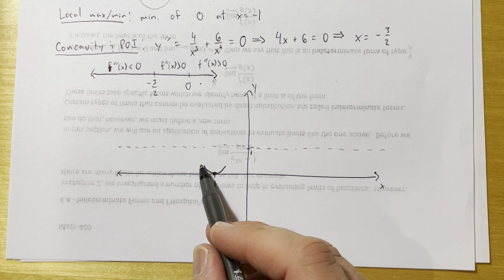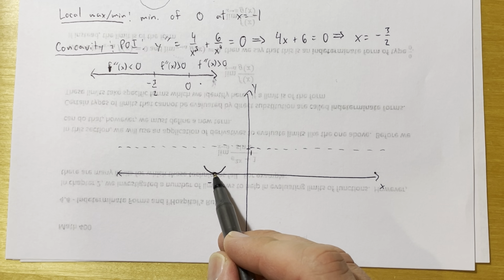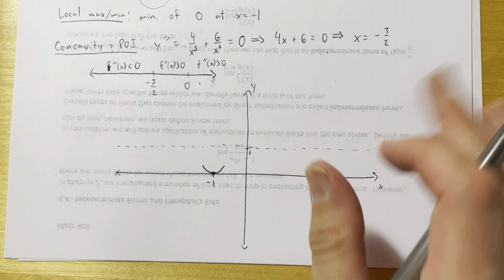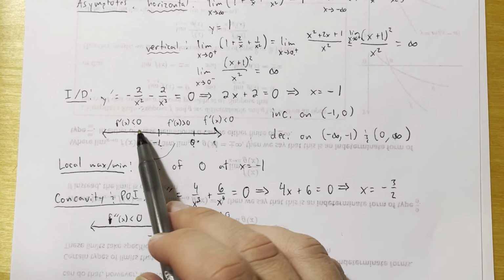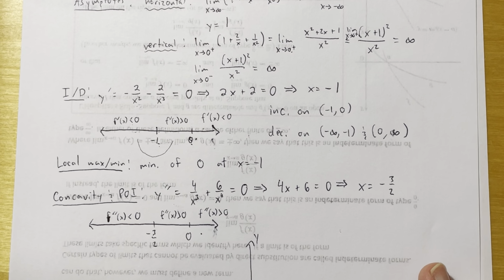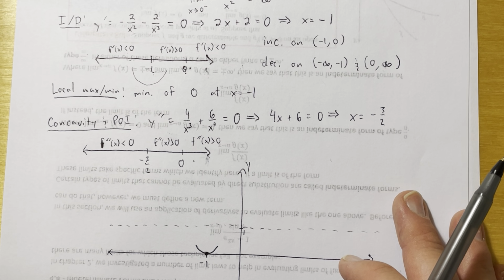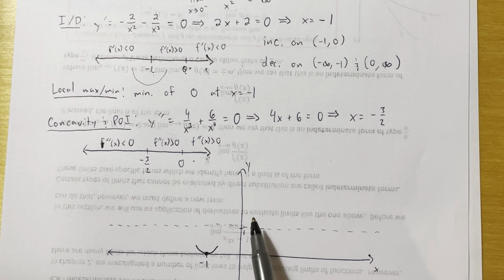Okay, notice how we're decreasing and then hit the critical number, or hit that local minimum, increase away from it, which is what this is telling us should happen. Okay, and then we also know that we are decreasing to the right of 0.